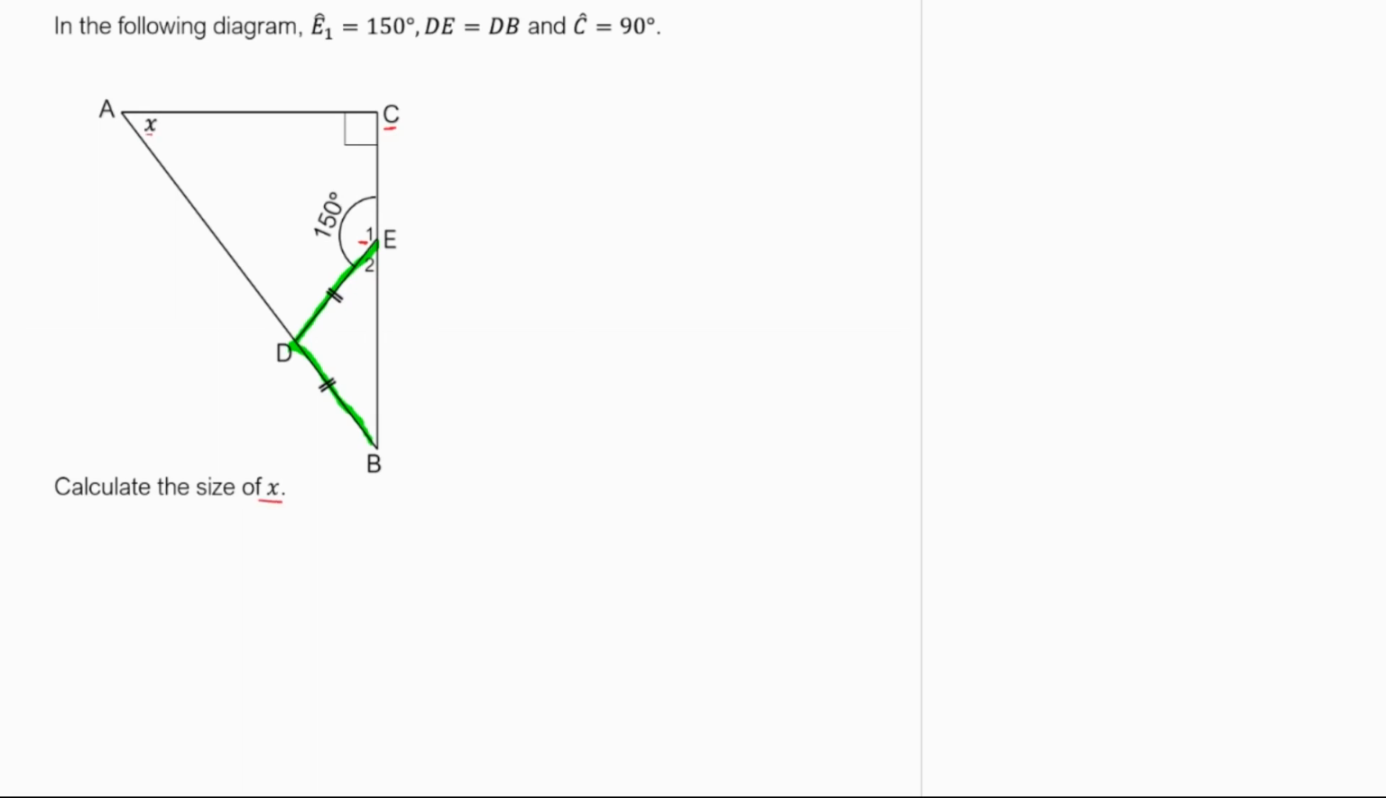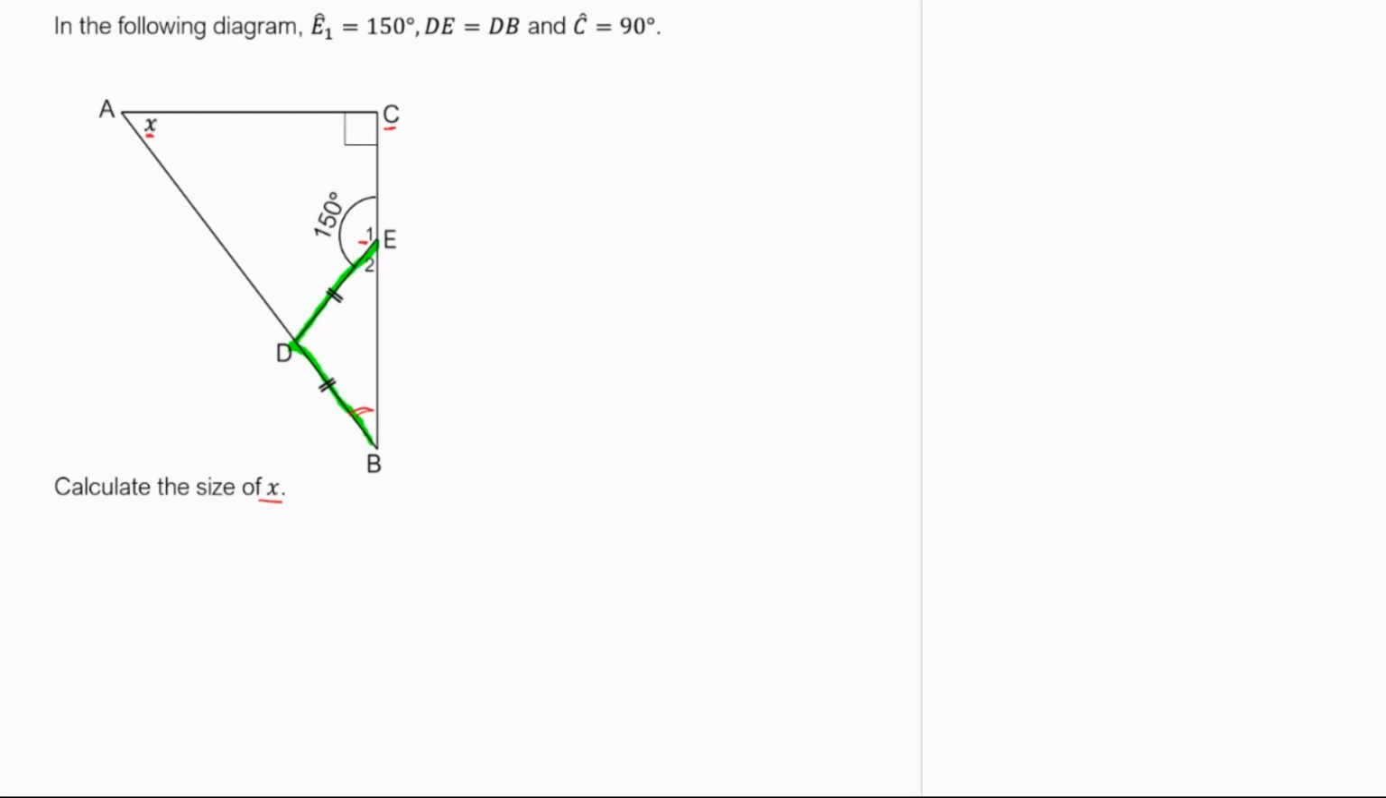Now we want to find the size of X. So what can we do here? We have angle E2 and angle E1. We can find angle E2 because angle E2 and angle E1 are adjacent angles on a straight line. After finding angle E2, we can find angle B because DE and DB are equal. These are angles opposite equal sides, so angle E2 and angle B are equal. And then using the big triangle, triangle ABC, we can find the value of X.